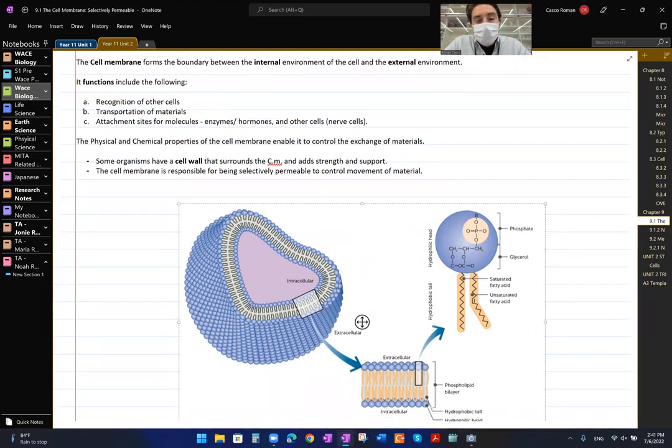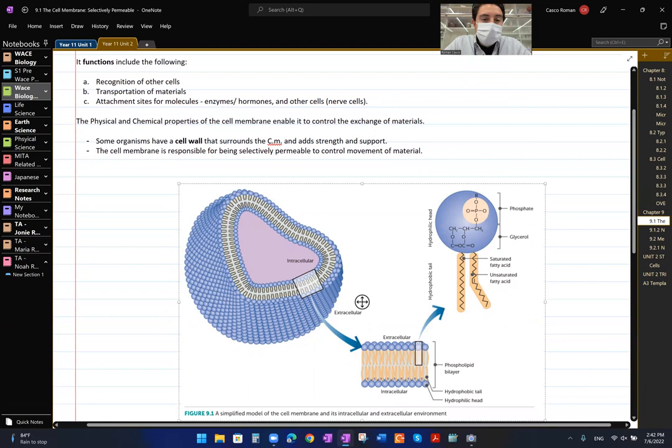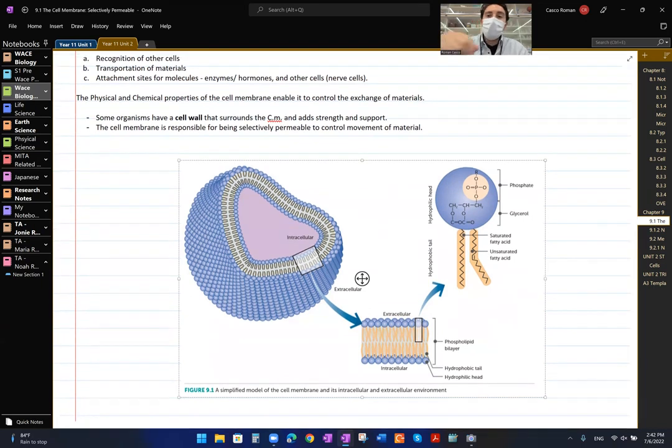So by having physical and chemical properties, the cell membrane is able to serve as a pretty good boundary for the cell, right? And we're going to talk about some of those things a little bit more in detail. Okay, so I do want to mention, some organisms do have a cell wall, like I just mentioned before.